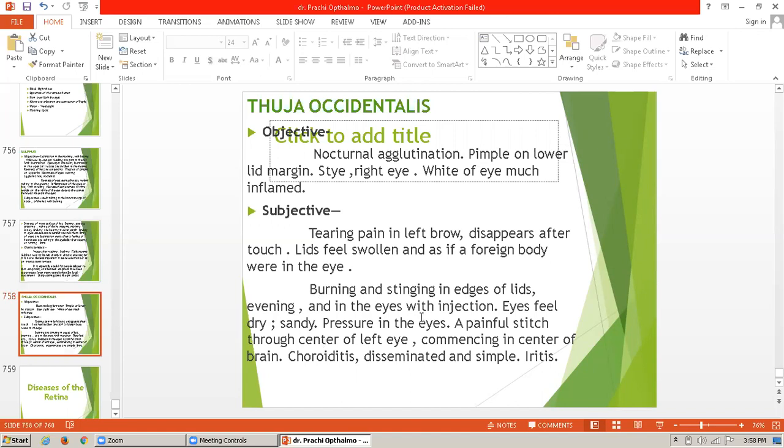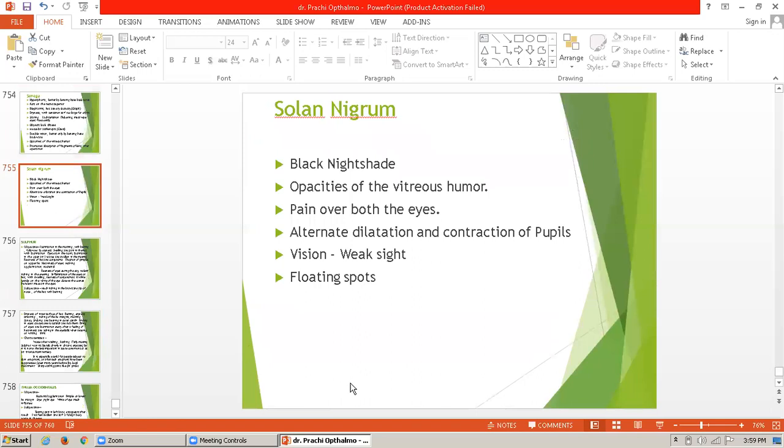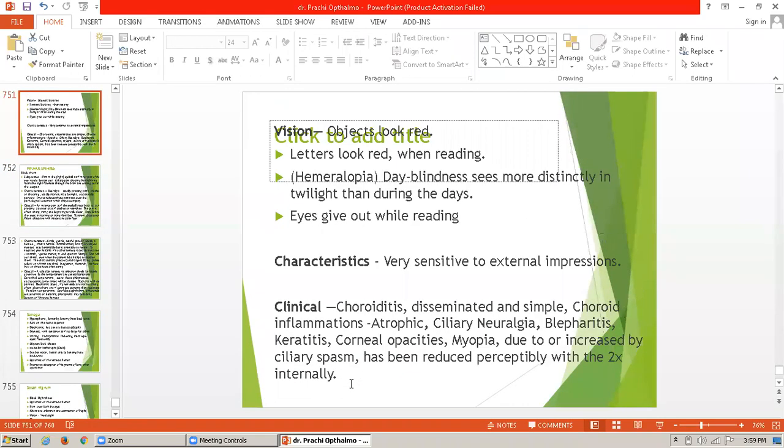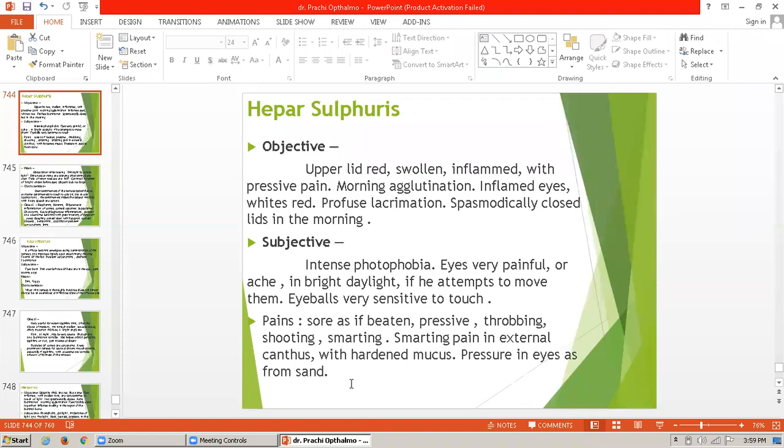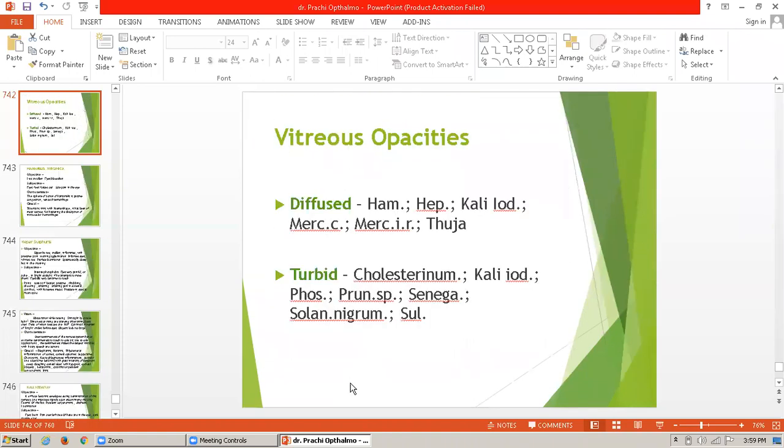injection. So eyes feel dry, sandy, pressure in the eye, a painful stitch through the center of the left eye and commencing in the center of the brain. So it is useful in choroiditis, disseminated and simple, with iritis, and it is also useful in vitreous opacity. So this is all about the homeopathic therapeutics of the diseases of the vitreous, that is Thuja occidentalis, Sulfur, Solanum nigrum, Senega, Prunus spinosa, Phosphorus, Mercurius, Kali iodatum, Hepar sulph, Hamamelis. They are useful for diffuse and turbid vitreous opacity.